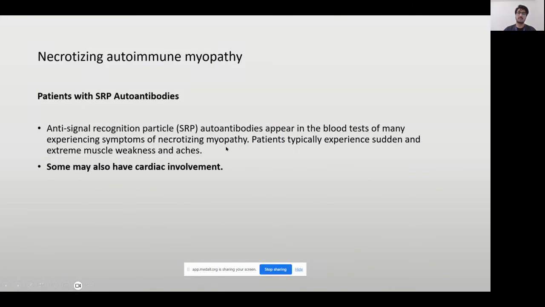Now, the second antibody, which is also very closely correlated with necrotizing autoimmune myopathy, is SRP. SRP antibodies appear in the blood tests of many patients experiencing necrotizing myopathy. And these patients also have cardiac involvement.